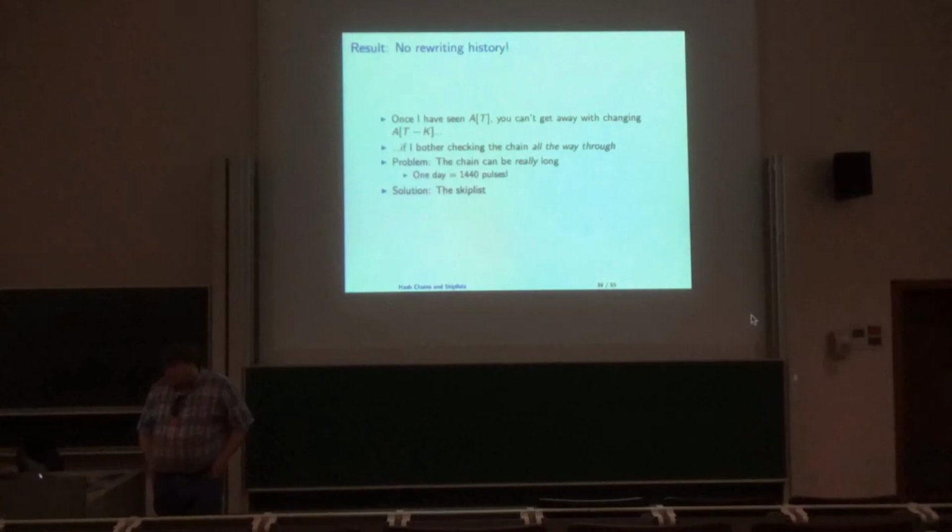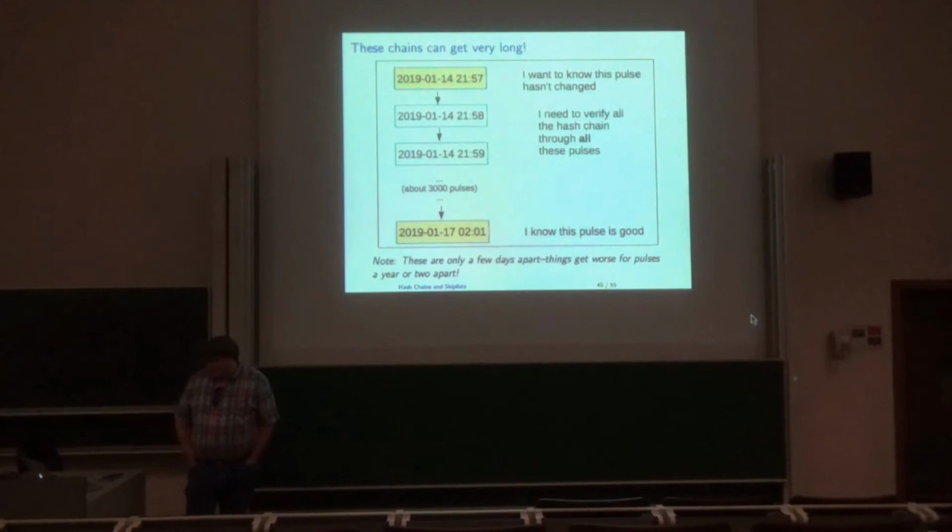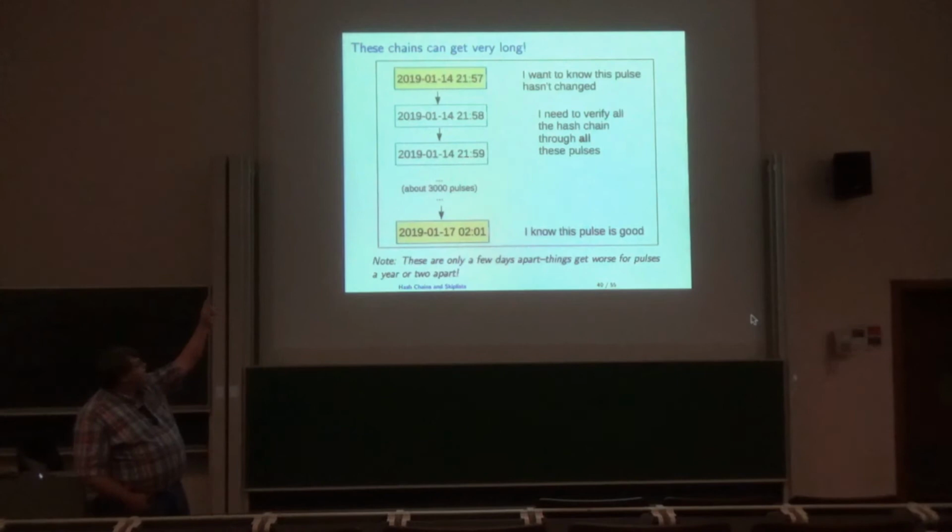So the good news is that this is doable, right? You can actually check this chain. The bad news is these chains get really long. It's about 1,440 pulses a day. Well, it should be exactly, right? How many minutes are there in a day? So let's suppose, in this case it's only about 3 days, let's suppose I know this pulse is good, and I want to go back and check a pulse 3 days earlier, and I just want to verify that nothing has changed. The problem is, these are only a few days apart, but I've still got about 3,000 pulses between these. So this chain is really long, okay?